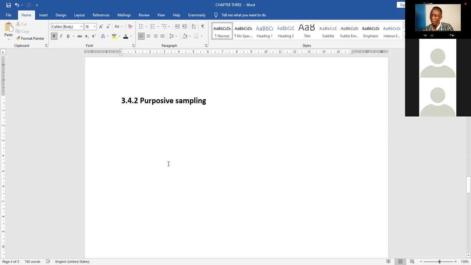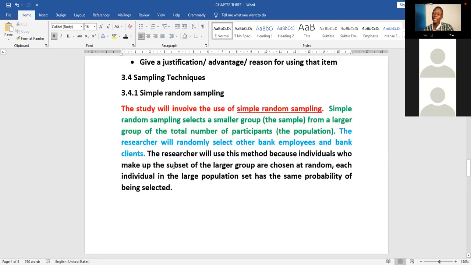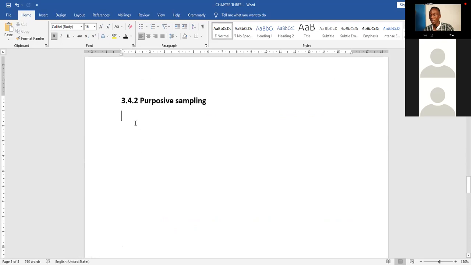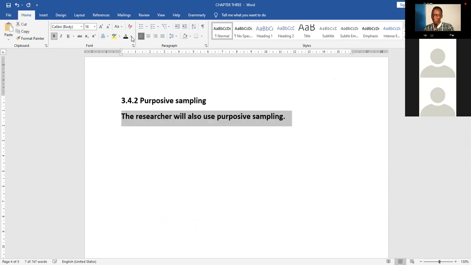Okay, now for purposive sampling, you need to do the same thing. State the item, define the item, explain the item, and then give a justification. So how do we state the item? We state the item by saying that the researcher will also use purposive sampling, just like this. If you want, you can put it in color red because this is stating the item.